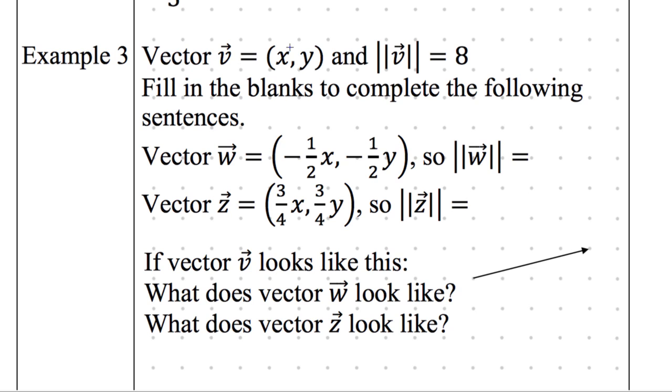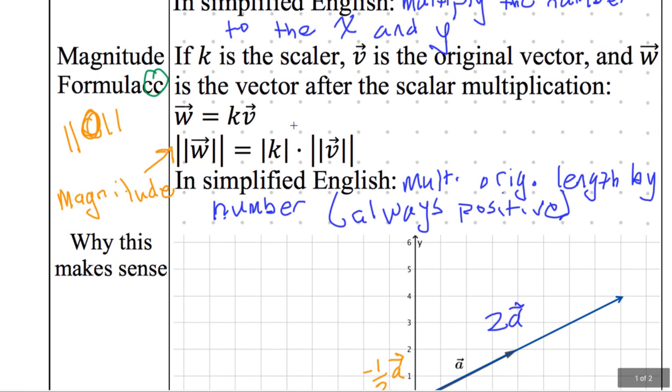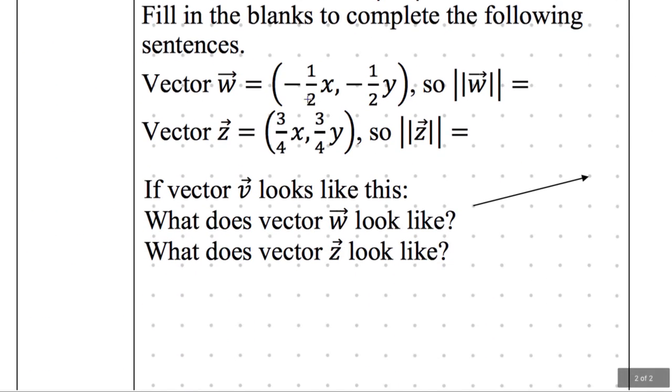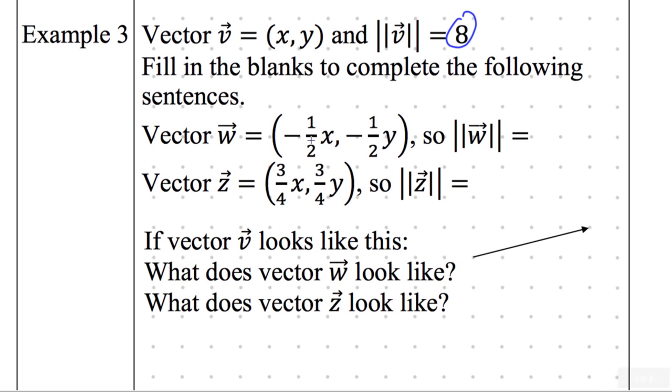So we assume that vector v is represented by some x and y. We don't know exactly what it was, but we do know that the length, or the magnitude, of vector v is 8. It has a length of 8, a magnitude of 8. All right, so if for vector w I multiply each of the components by -1/2, what will be the length of w? So think about this. The original length was 8. Each of the components is multiplied by -1/2. That means that according to my formula, all the way up here, I just multiply my original vector by the number. So the number is -1/2. So multiply 8 times -1/2, that's going to be -4.